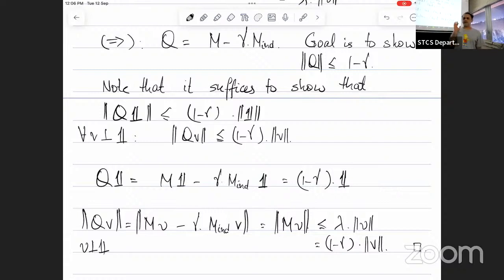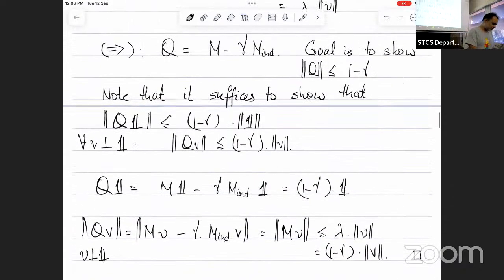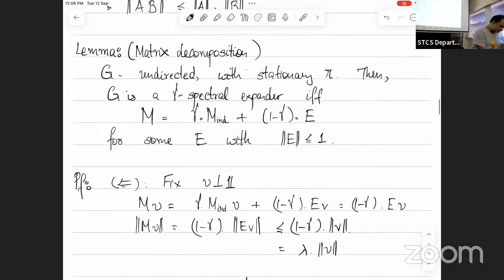Is it okay so far? Good. So this is an ultra useful decomposition to have, and we will see one application of this now, which is called the hitting property of expanders.